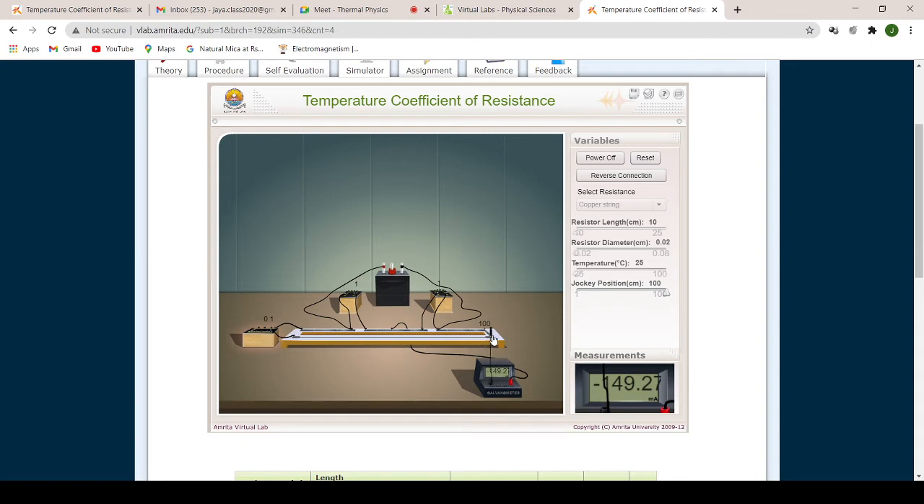Okay. So when the jockey is placed on the extreme ends of the wire, it has to show opposite readings. Here it is showing positive, on this side it is showing negative. What does it indicate? It indicates that the deflection on the galvanometer is on opposite sides. So that is correct. Your connections are correct. Now we will see where we have to keep the jockey so that it shows 0 deflection.